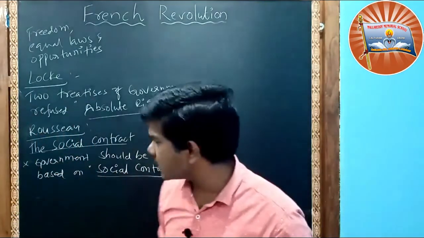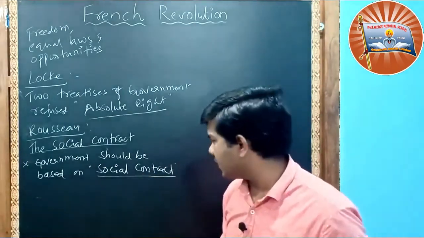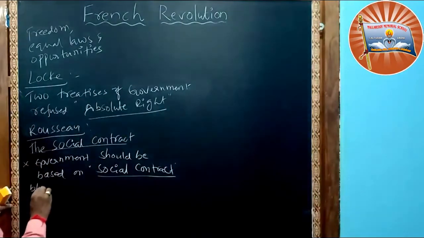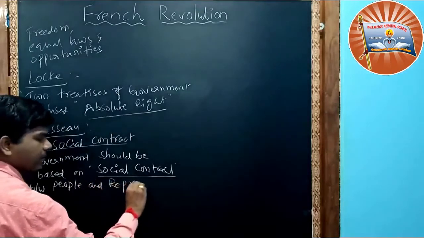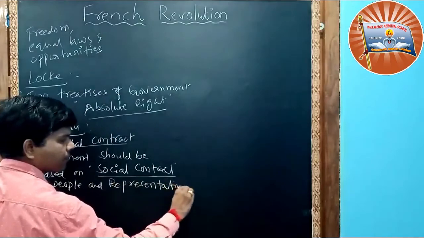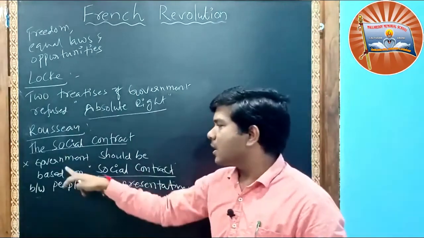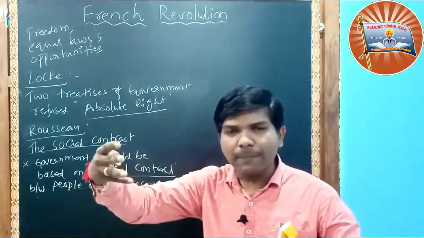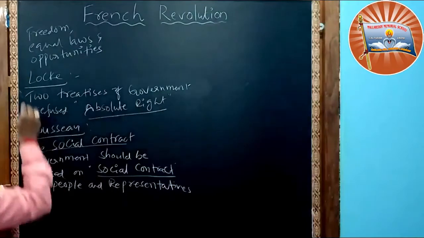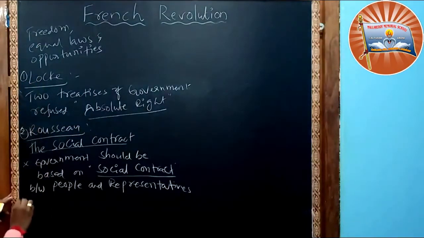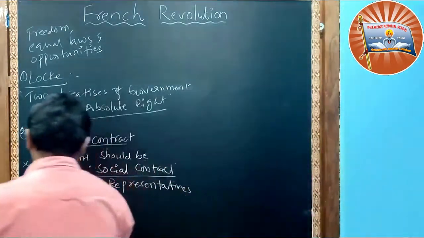What is the meaning of it? He was explaining that a contract must exist between the people and the representatives. A social contract between people and representatives. Rousseau, in his book The Social Contract, explained that government should be based on a social contract between the people and the representatives. Next, another important person, first, second and third. You might know the third person, Montesquieu.